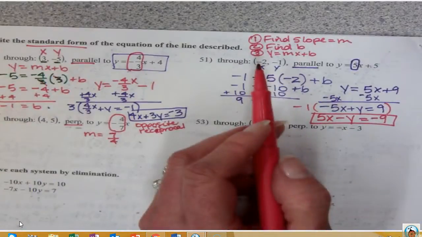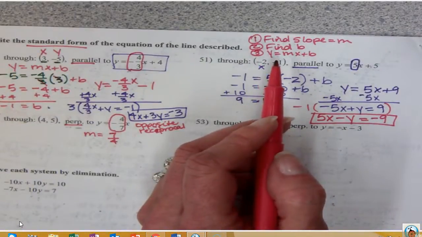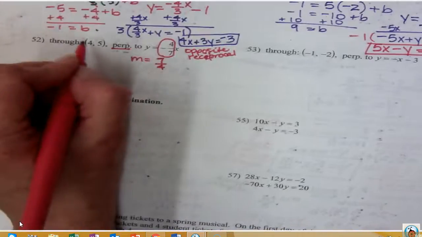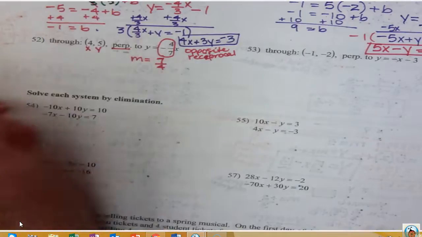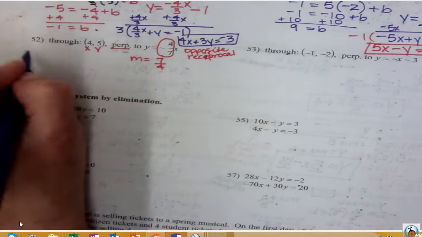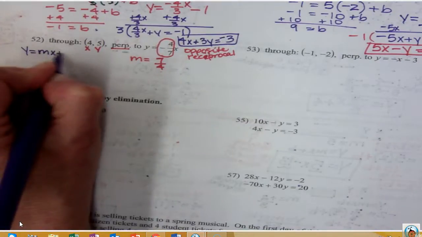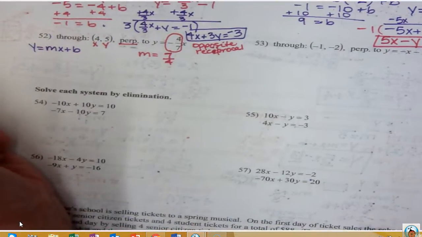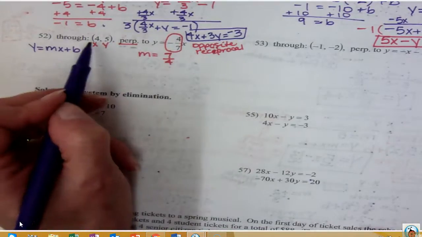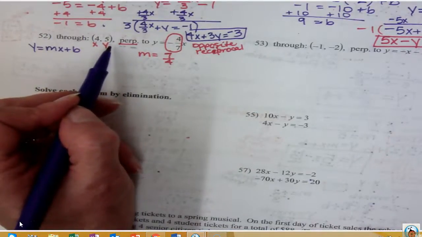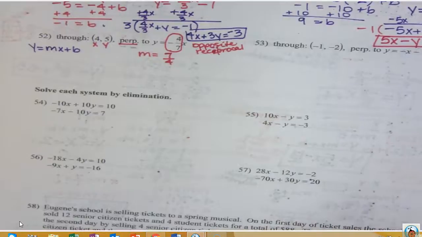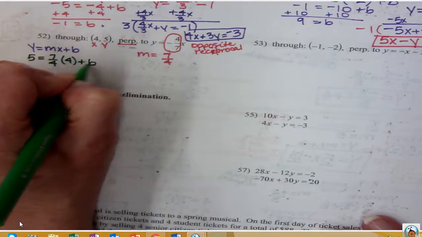We've talked about how you're finding your slope, you're finding your b. So now let's find the b. In order to do that, I'm going to plug in my x and my y into the equation y equals mx plus b and look for b. I have an m, I have an x, and I have a y. All I don't have is a b. So let's solve and see if we can figure that out. So I've got 5 is my y, 7/4 is my m, 4 is my x, and I'm looking for b.